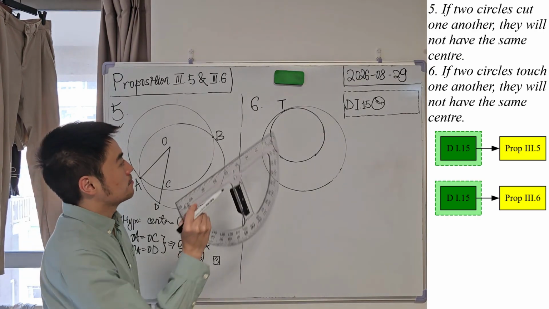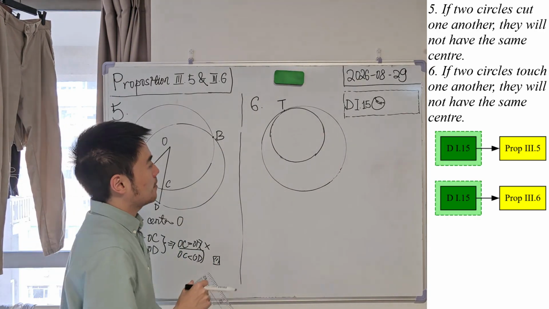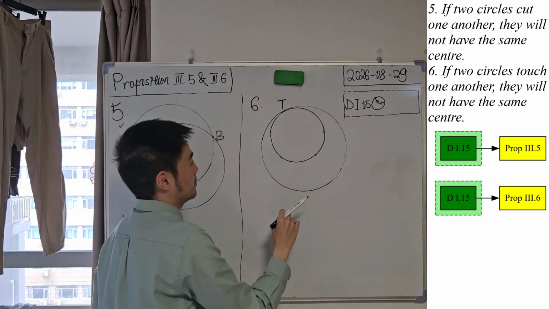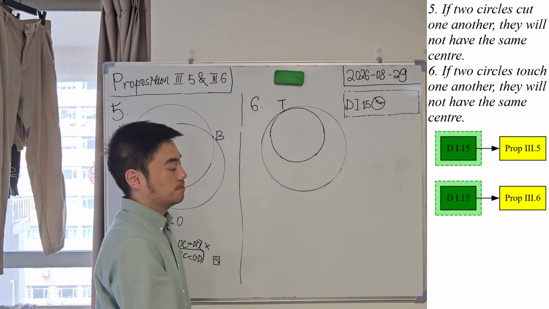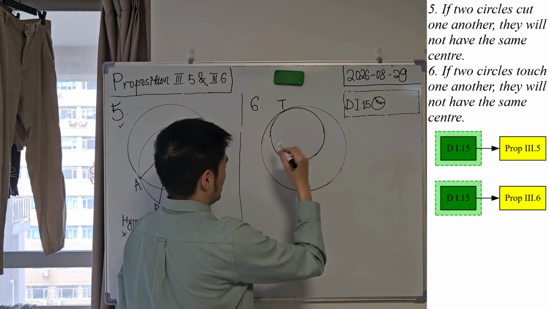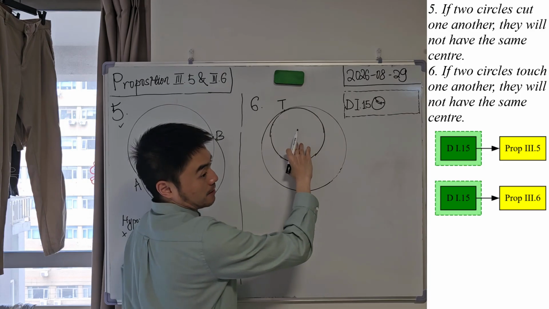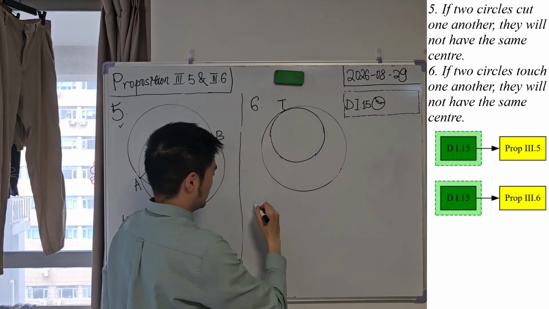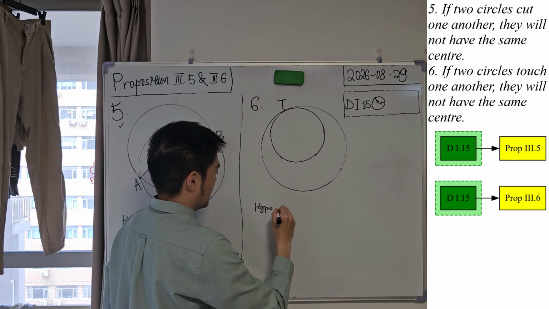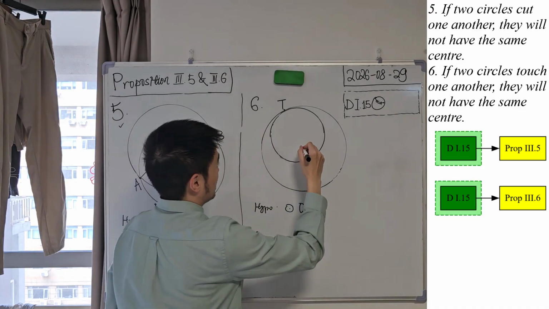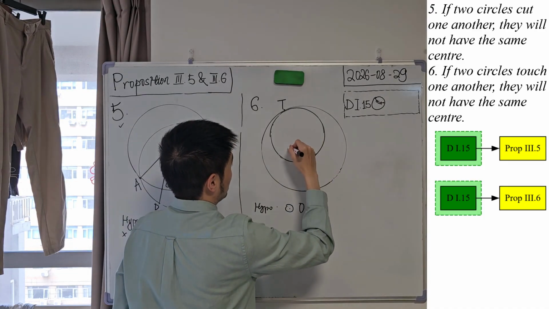And similarly, let's move to proposition 6. It declares that if two circles are touching one another, then they do not have the same center. So let's assume they are touching at the point T, and similarly we use the method of contradiction to make a hypothesis that the center is O, the shared center. Let's assume this is a point.